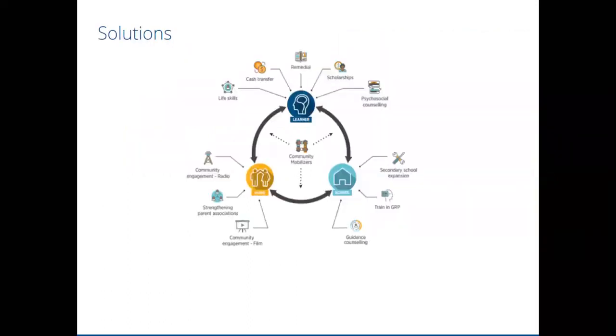So our solution and the approach that we've taken is really focused on community mobilizers as being at the heart of this change. So this chart above shows, in simple terms, our theory of change for KEEP. What this chart really emphasizes is that improved communication and interaction between the learner, the parents, and the school is critical to create an environment that is conducive to learning.